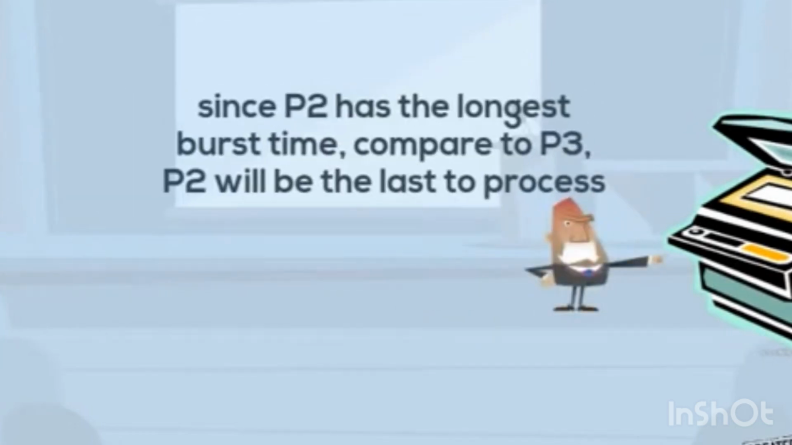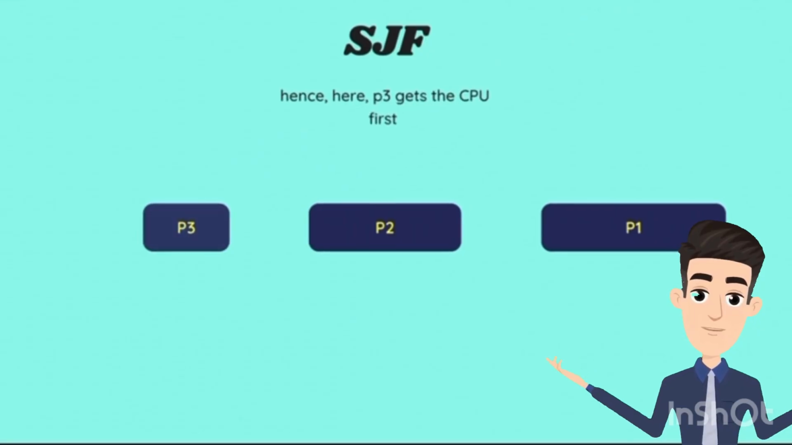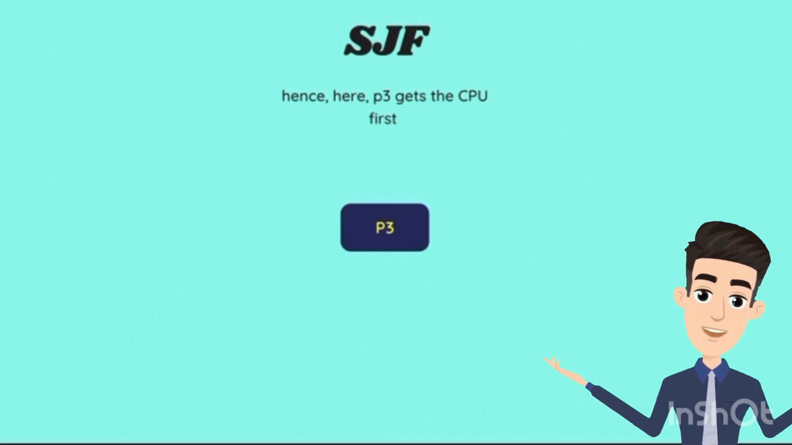SJF can be applied in two ways: non-preemptive, where once the process starts, it runs till completion, or preemptive, also known as shortest remaining time first, where a shorter new process can interrupt the current one. It is a smart and efficient way to schedule tasks.